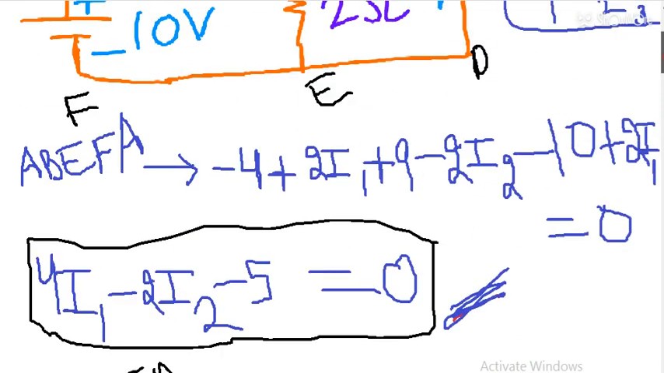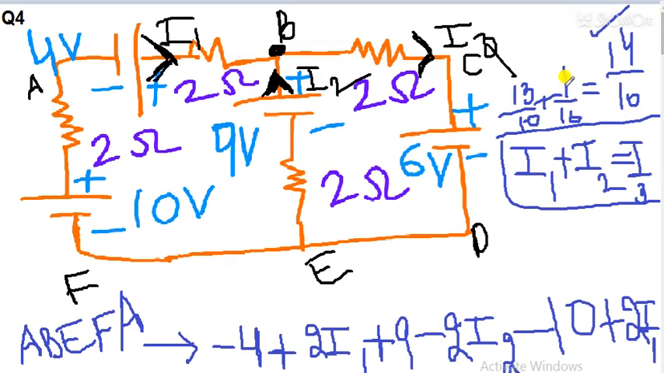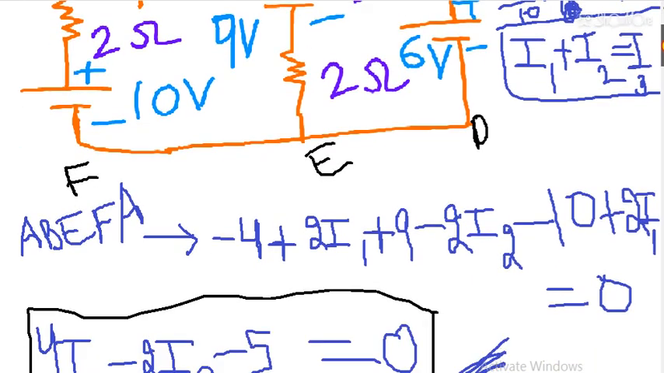And after finding those two values, I get the value of current: I1 is 13 by 10, I2 is 1 by 10. After taking the LCM I get I3 equal to 14 by 10. So this was the solution of this question, and we have solved 4 questions in this video. I am scrolling this question, you can note down the solution if you have not noted down. So this was question number 4.